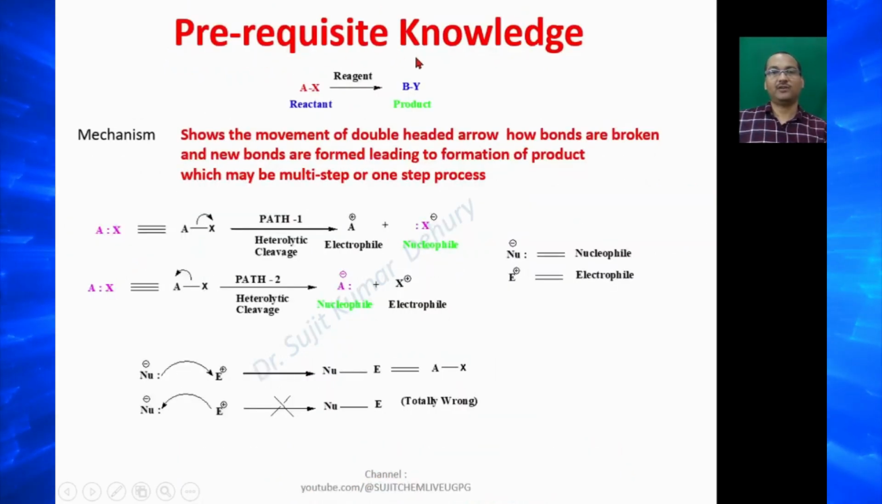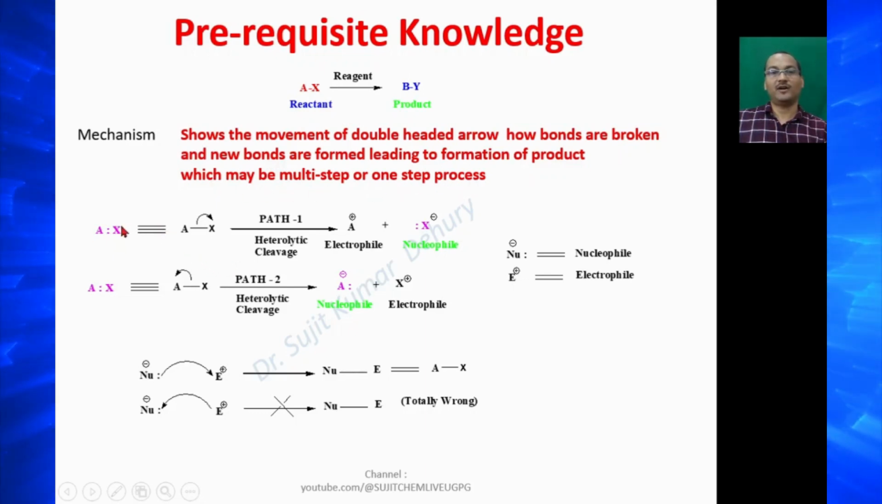This is the prerequisite knowledge that everyone must have. Usually the reactant is converted to the product with the help of reagents. How that reactant is converted to the product with the help of reagents is the mechanism. So what does the mechanism tell us? The mechanism shows the movement of double-headed arrows, how bonds are broken and new bonds are formed, leading to formation of the product, which may be a multi-step or one-step process.